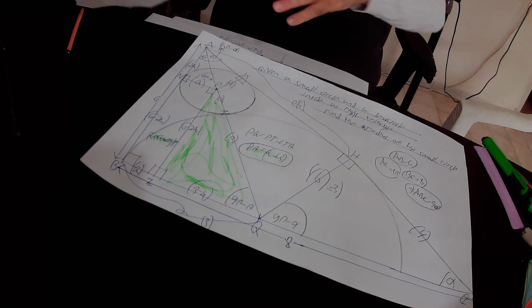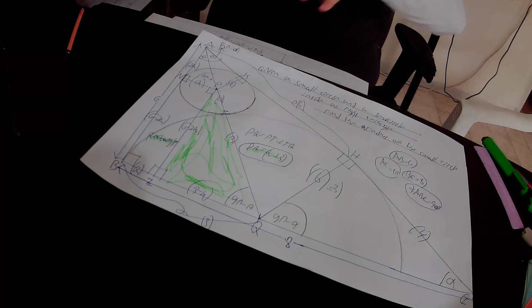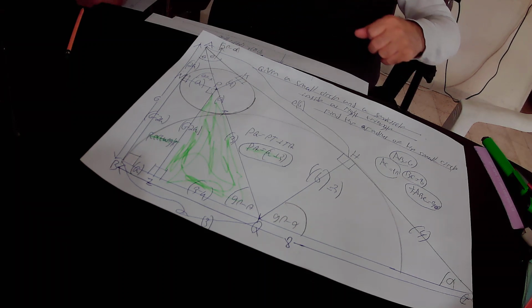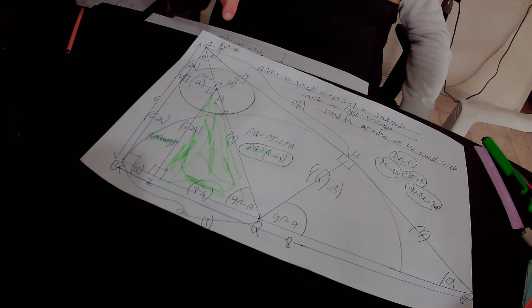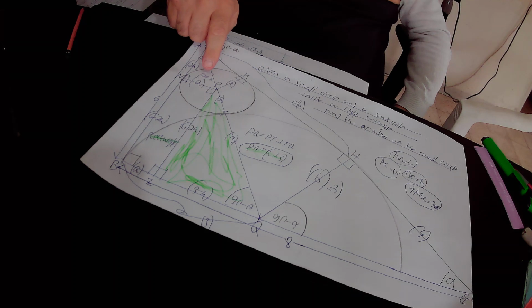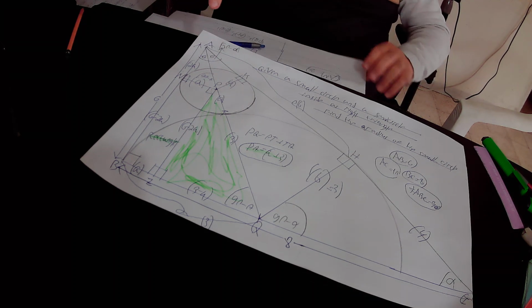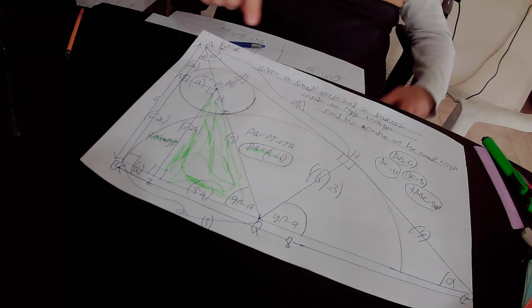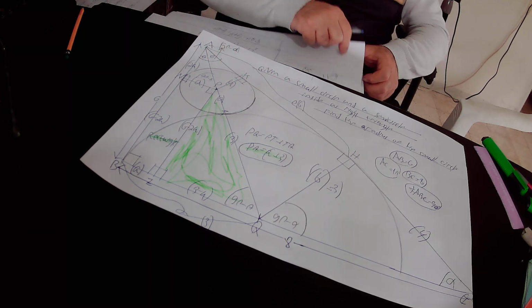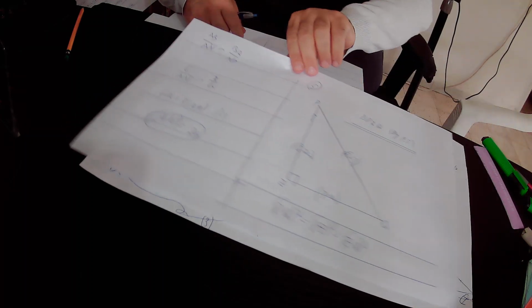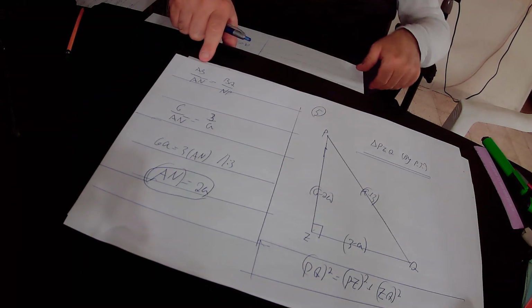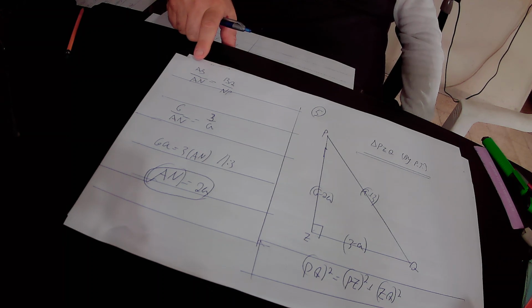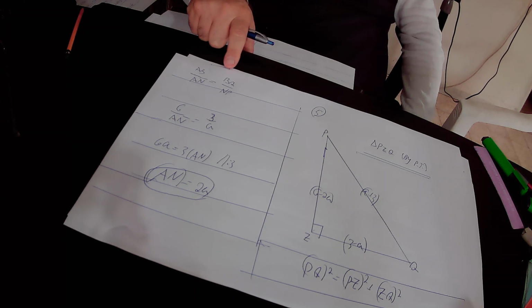And from the fact that those two right triangles are similar to each other, we derive the following relationship between their sides. Side AB in the big right triangle ABQ over side AN in the small right triangle ANP equals side BQ in the big right triangle ABQ over side NP in the small right triangle ANP.